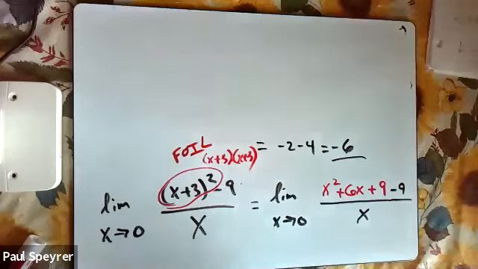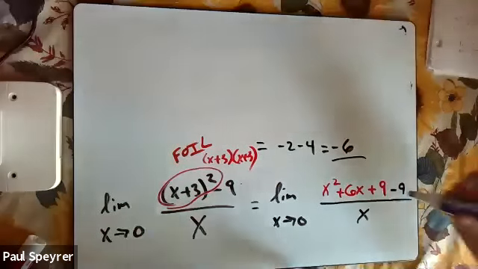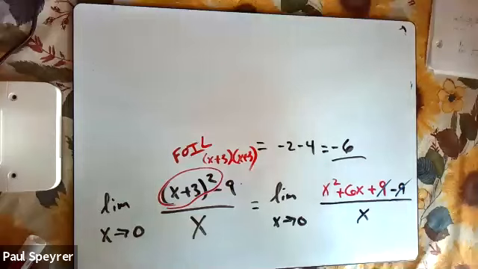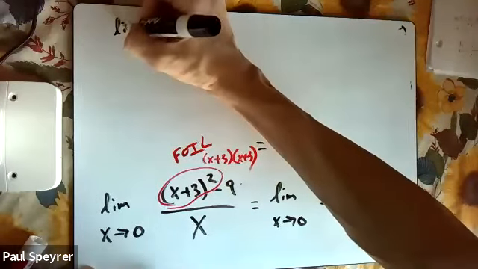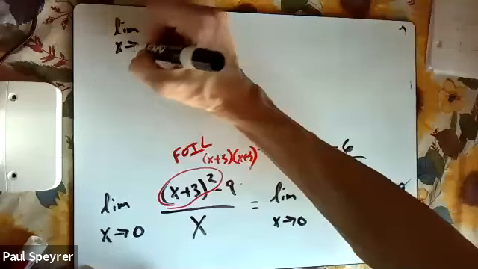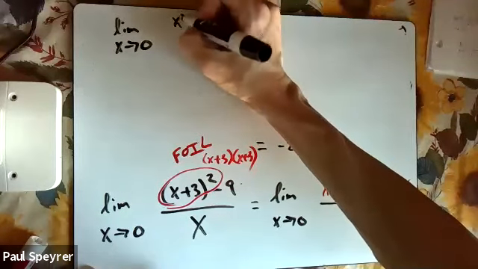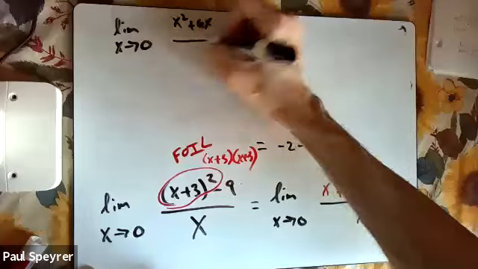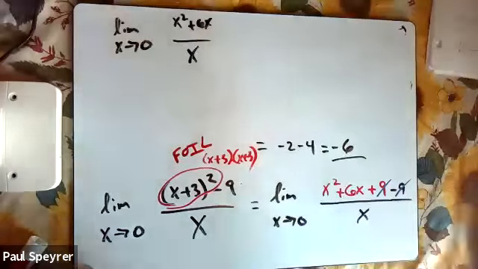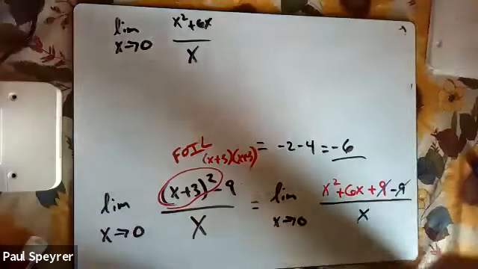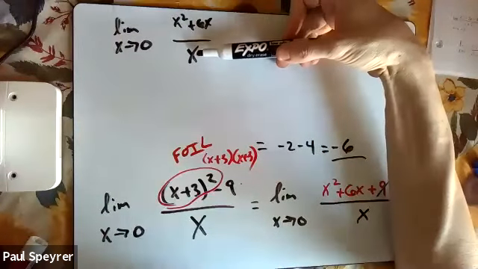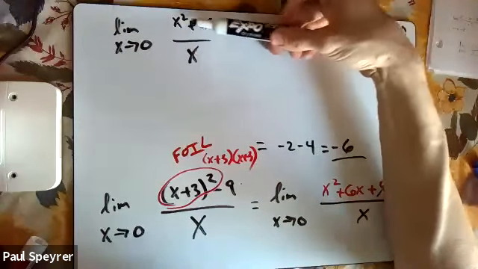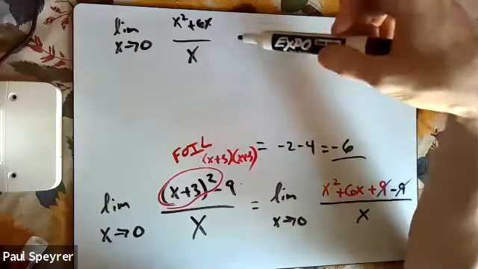Look at what happens. We can knock out the 9s. Well, that's nice. And now we're left with the limit as x approaches 0 of x squared plus 6x over x. Well, there is more canceling that can happen, right? Because notice, this x and this numerator, they all share something in common.